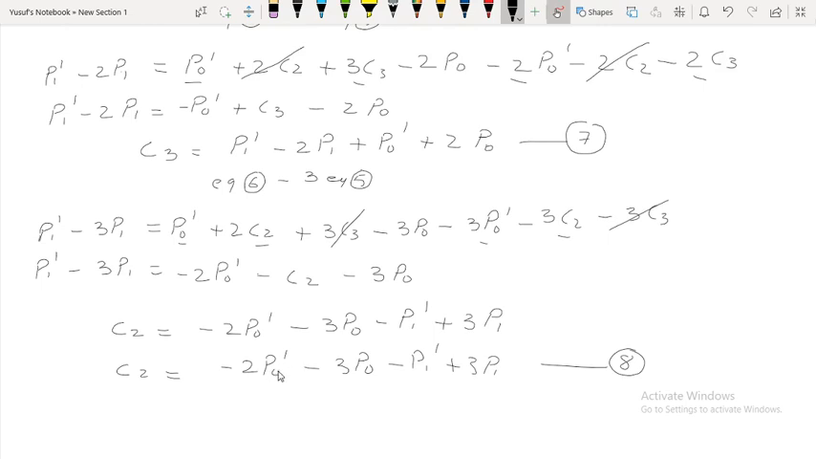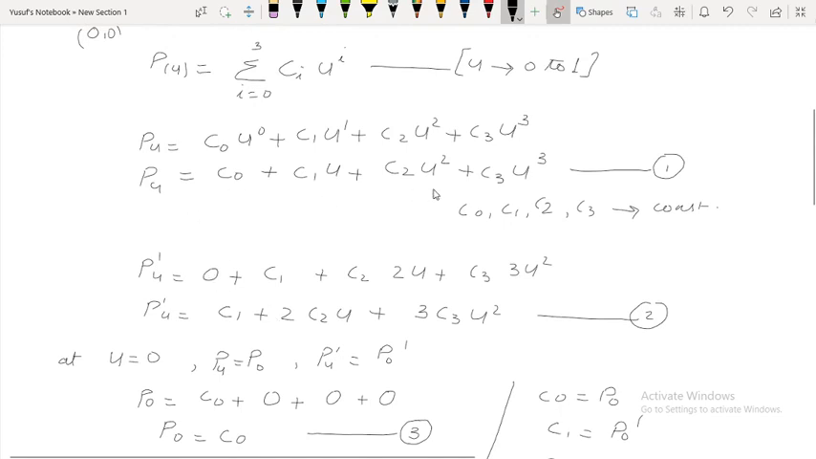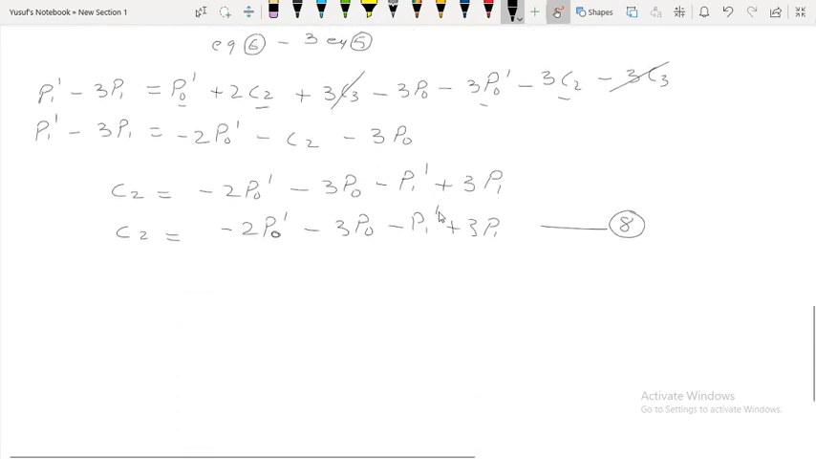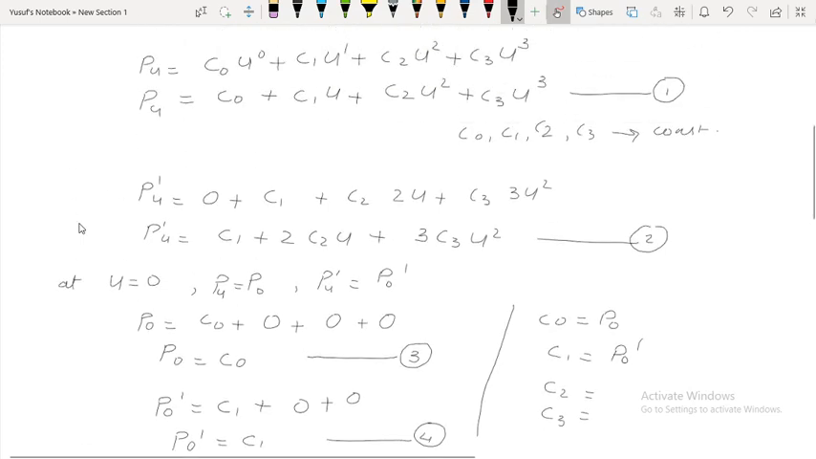Now we have to put all four coefficients in equation 1. So in equation 1 we have to put all four coefficients C0, C1, C2 and C3. So I am writing equation 1 again, by putting all four coefficients. So P of U will be equal to, in equation 1.